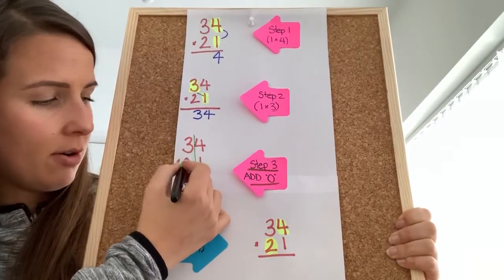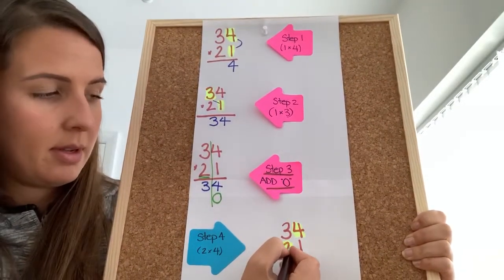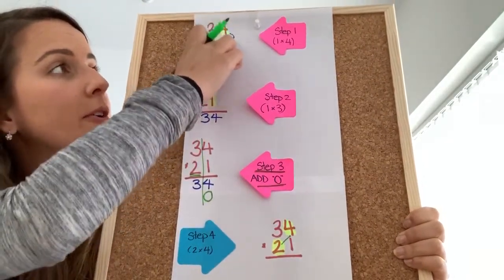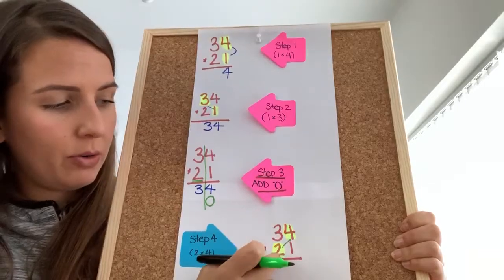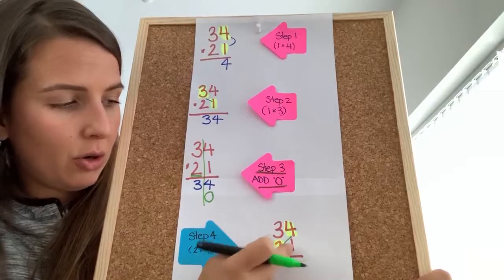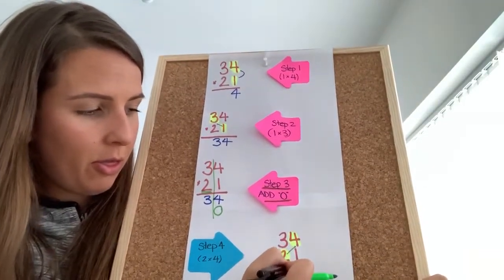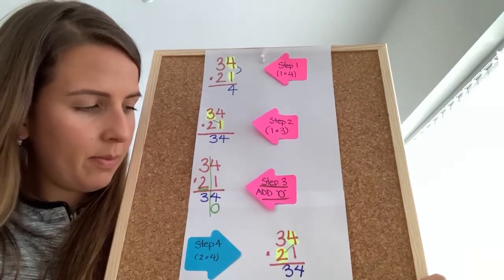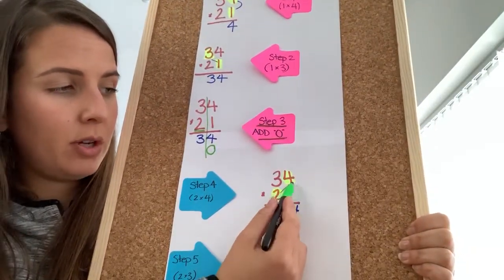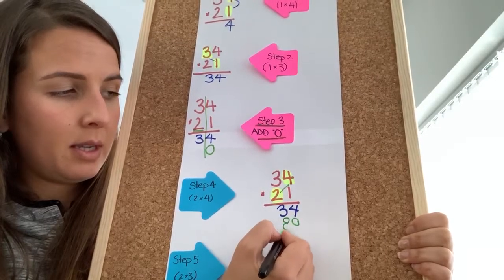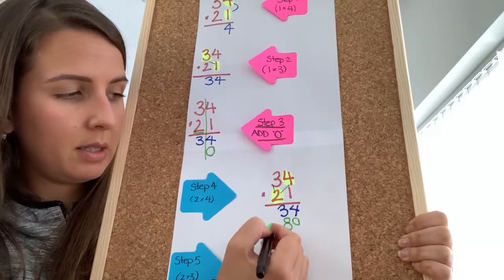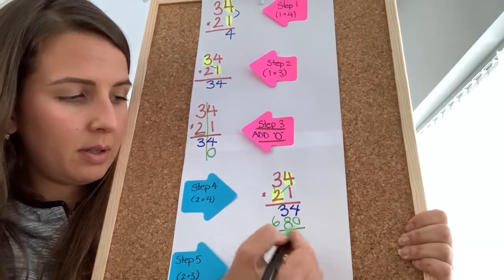So we start from this side now. So instead of going straight up like we do the first time and then over, when you do the second column, you go over and then up. So we have our 34, we have our 0, and now 2 times 4 is 8, and 2 times 3 is 6.